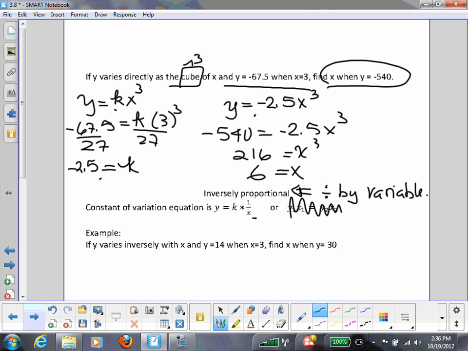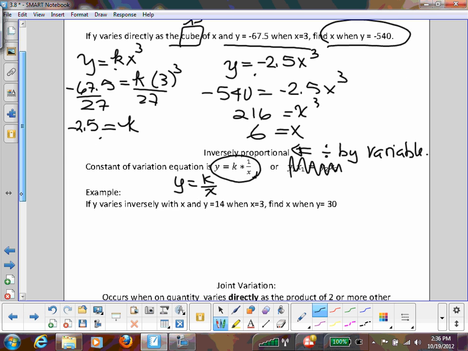So directly means you are what? Multiplying. Inversely means I am dividing. And so our basic equation is this: y equals k times 1 over x, or y equals k over x. The constant is always in the numerator or being multiplied out front. Your constant is not in the denominator.